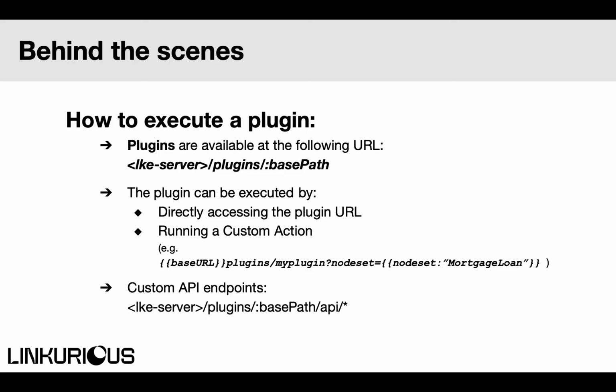Finally, we need to mention that we also have custom APIs when talking about plugins, and these custom APIs are available at the Linkurious Enterprise server URL /plugin/basepath/API/the name of the custom API. Of course, the name of the custom API is something that needs to be defined by developers. So it's now time to move to the wrap-up section, and I leave Shraddha to go on.